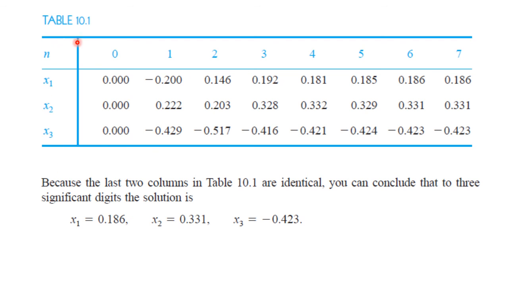So students, when n is equal to 0, this was the approximation. When n is 1, this approximation, 2, this approximation, 3, 4, 5, 6, and 7, this approximation. Now you can see in the 7th approximation, compare with the 6th values. It gives you 0.186, 0.186, 0.331, 0.331, 0.423, 0.423. So you see that now you should stop, because up to 3 decimal places all the values are the same. So students, this is your answer. x1 is equal to this one, x2 is equal to this one, and x3 is equal to this one. So this is the solution of the system of linear equations by using the Jacobi method.